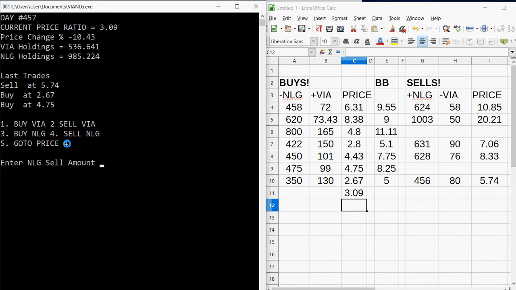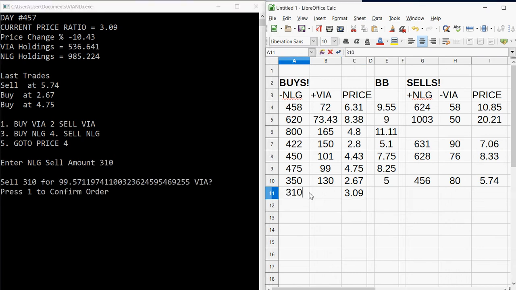And how many do I want to sell? Well, I own almost 1,000. Market differential price is going from 575 to 3. So getting away with 300 seems very much easy. 310 even. Could have done more, but we'll do that though.